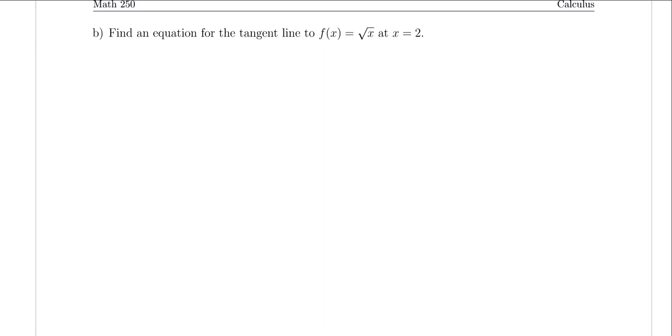In the previous recording, we saw that the derivative was nothing more than the slope of the tangent line or the instantaneous rate of change. In this video, we're going to be taking a look at more examples and applications of the derivative. So let's go ahead and begin with this problem.